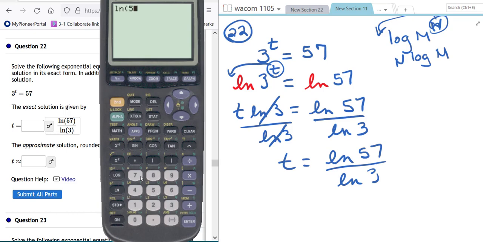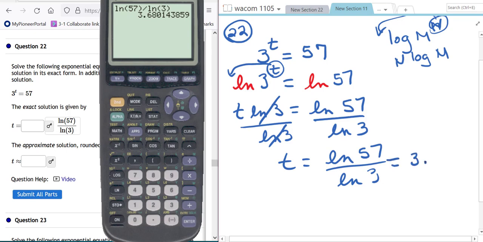So natural log of 57, close the parentheses, divided by natural log of 3, close the parentheses, enter. 3.68014, and the 4 would drop off. It's not enough to push you up.